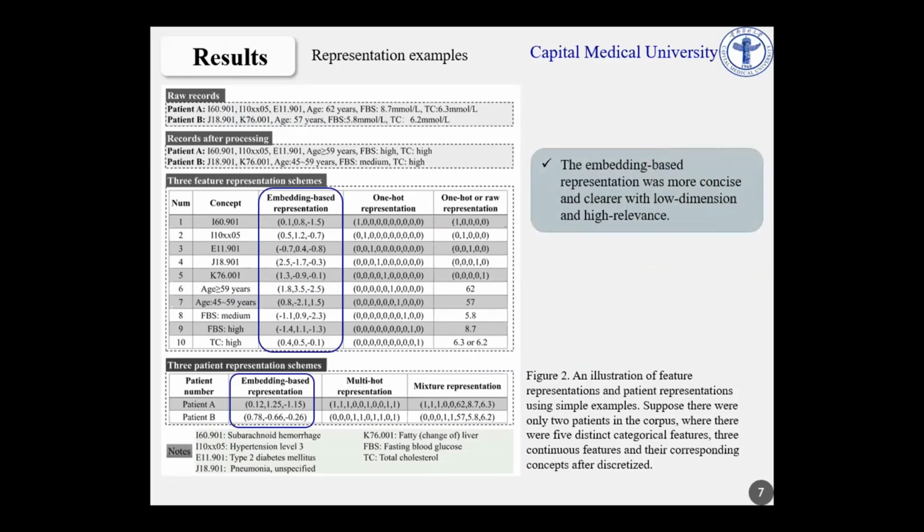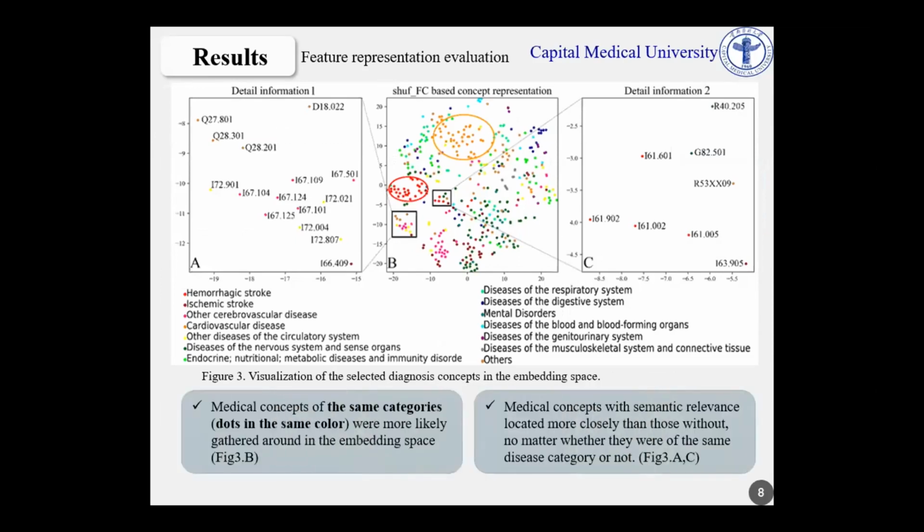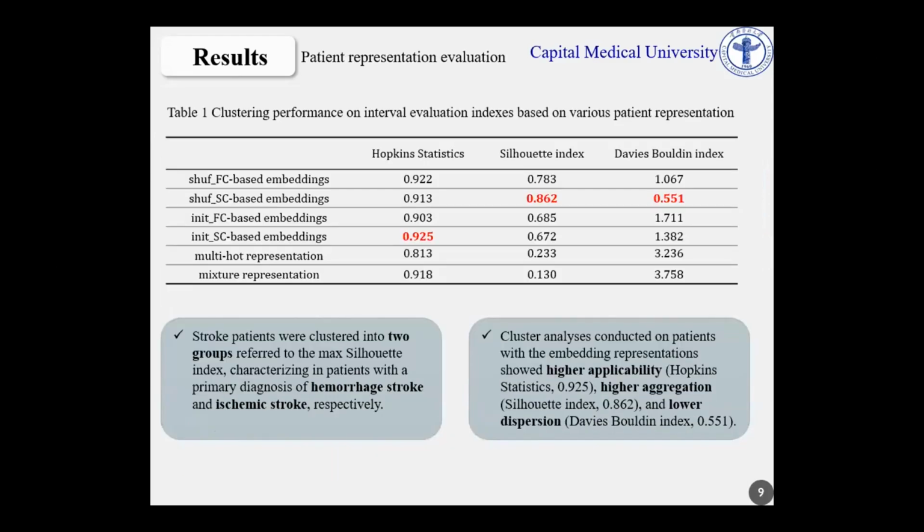This is an illustration of the feature representations and patient representations using simple examples. Obviously, the embedding-based representation was more concise and clear, with low dimension and high relevance. And this is the visualization of the selected diagnosis concept in the embedding space. We can see that the medical concepts of the same categories, that is the dots in the same colors, were more likely to gather around in the embedding space.